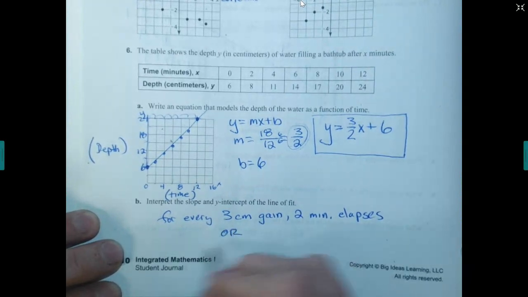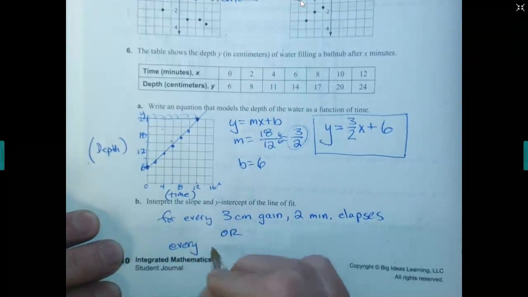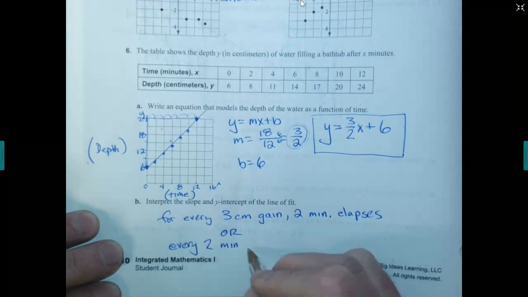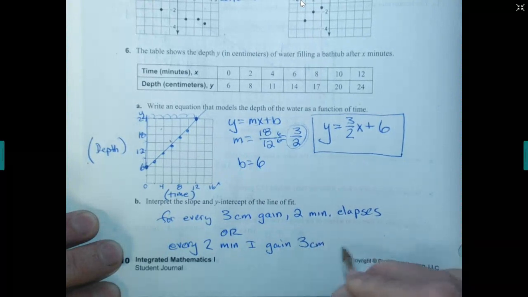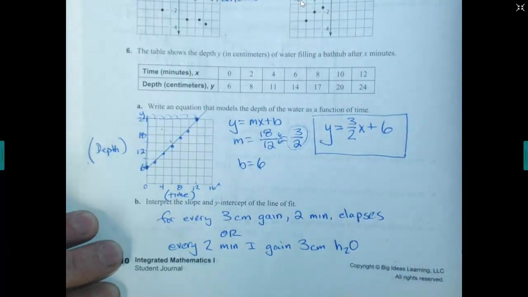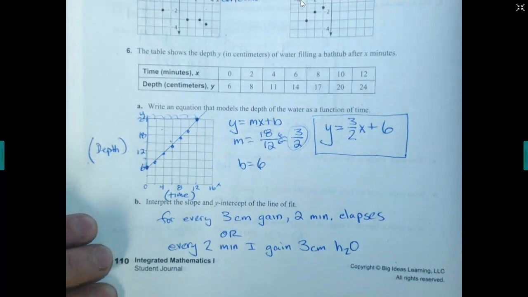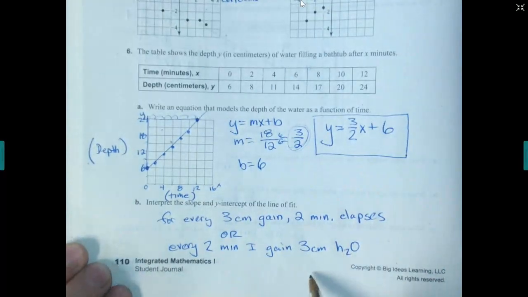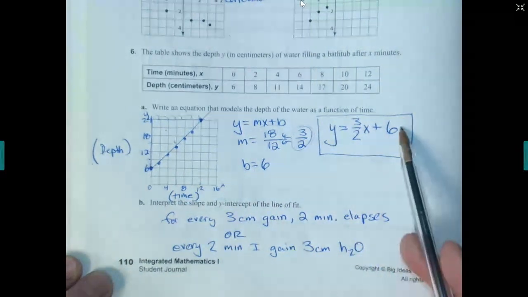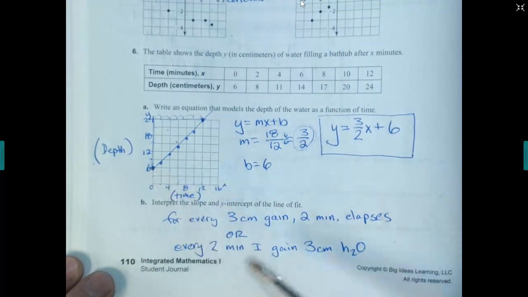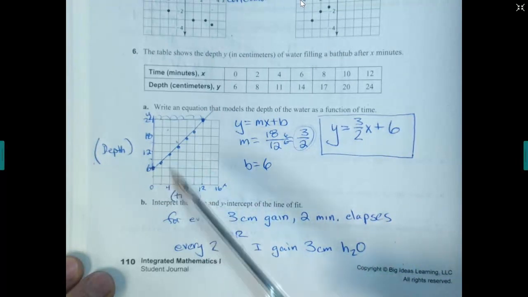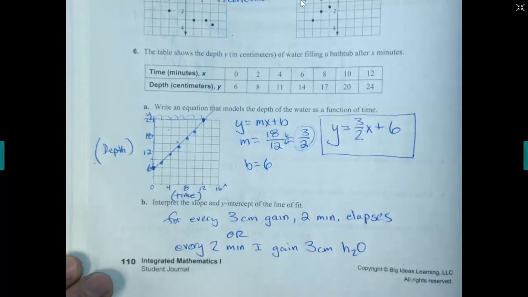Or every 2 minutes I gain 3 centimeters of high quality H2O. So that's the interpretation of this graph. Every 2 minutes I gain 3 centimeters. And I'm starting off at 6. I'm starting off right here. So after the first 2 minutes, I'll go from 6 to 9. That's how I interpret the graph.